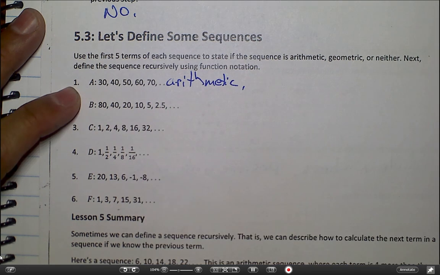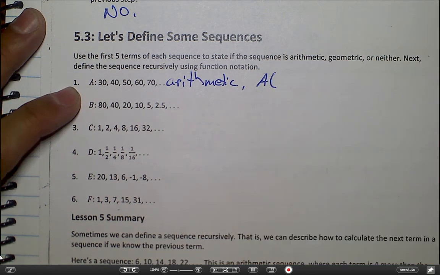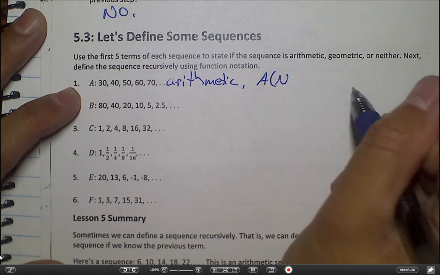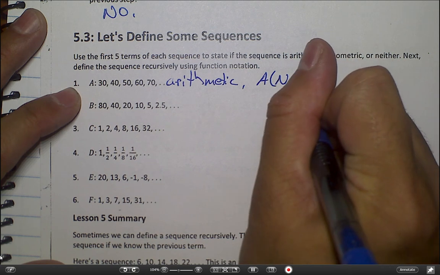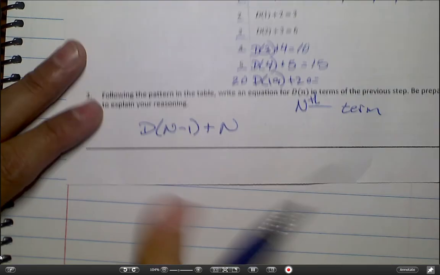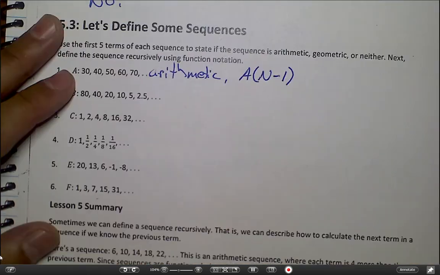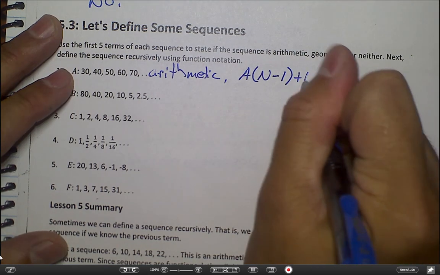So there's arithmetic. Now, the function notation, which is super important. We did it on the previous one, right? So now this would be an A of n minus 1, I mean plus 10. Plus 10. Yes, because I have to take the previous answer, and then plus 10 to get the next one.